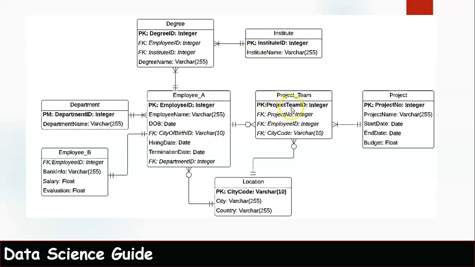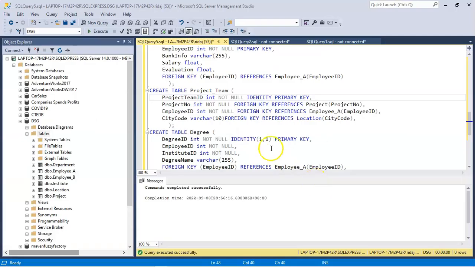And project team is also linked with location to get the city code value from location. Location here is a reference table. So let's go back to Management Studio to create these two tables.